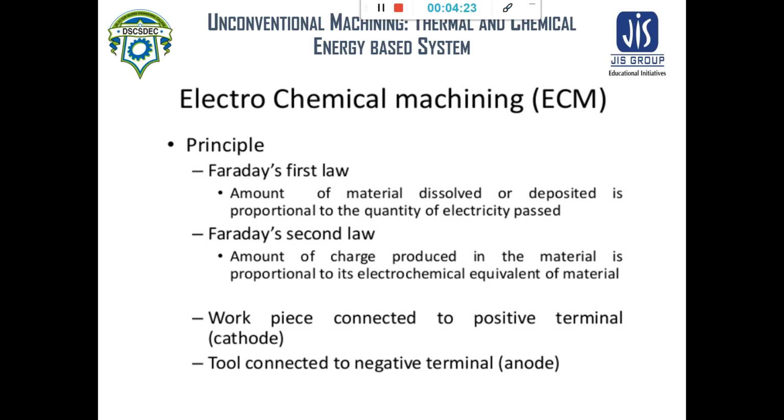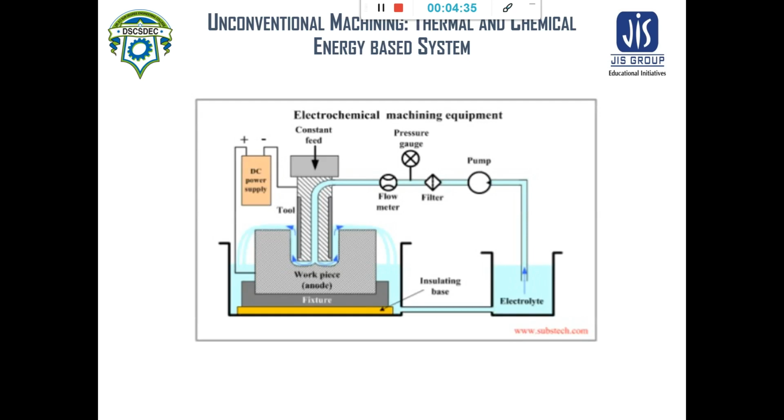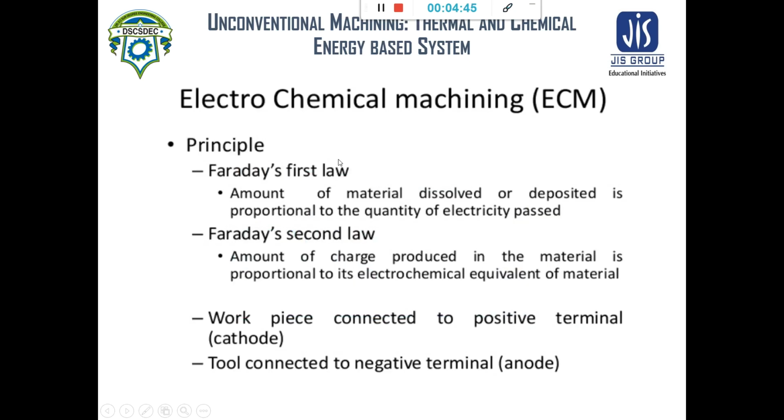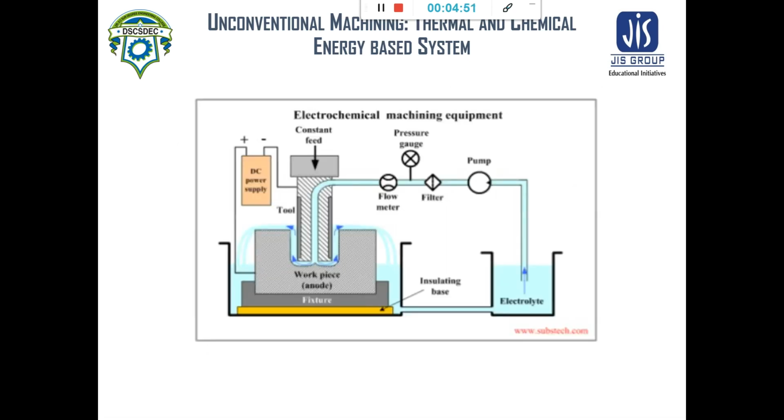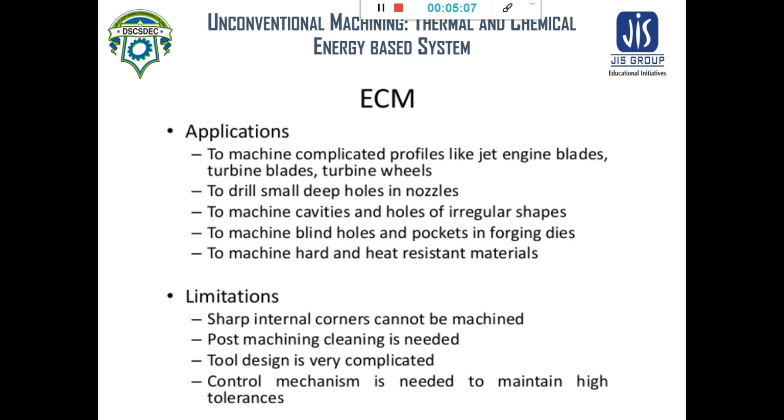The workpiece is connected to the positive terminal, which is called the anode, and the tool is connected to the negative terminal, which is called the cathode. The workpiece is connected to the positive terminal and the tool is connected to the negative terminal. By this setup, electrochemical machining can occur. Here, only the concept of electrolysis is used, and by taking advantage of electrolysis, electrochemical machining happens.